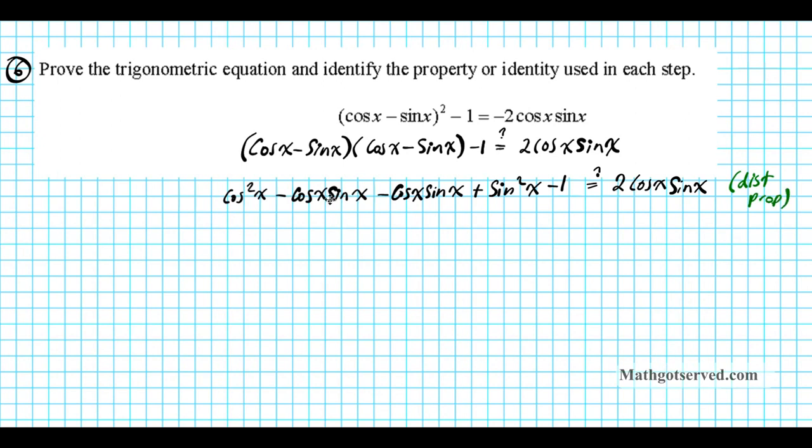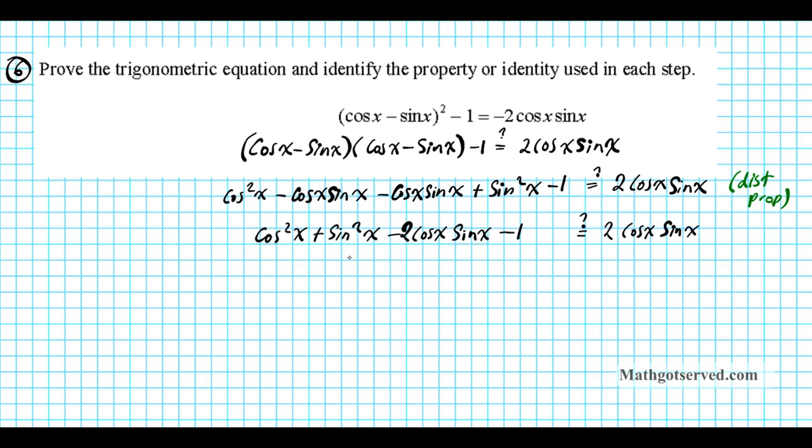Okay, now let's simplify. The middle terms cancel out. So we're going to have cosine square x plus sine square x. Actually, they don't cancel out. We can actually combine them, right? So if I combine these two, it becomes negative 2 cosine x sine x minus 1. Is it equal to 2 cosine x sine x?